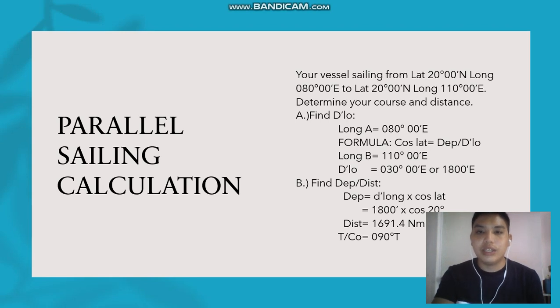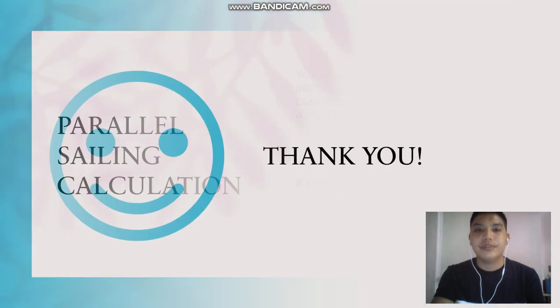So find the departure over distance. Departure is equal to D long times cosine latitude. So 1800 minutes times cosine 20 degrees. So the answer for distance will be 1691.4 nautical miles. So the true course is equal to 090 degrees true. Thank you.